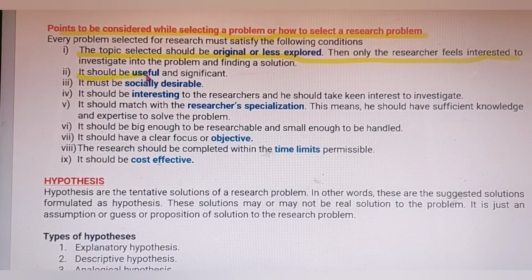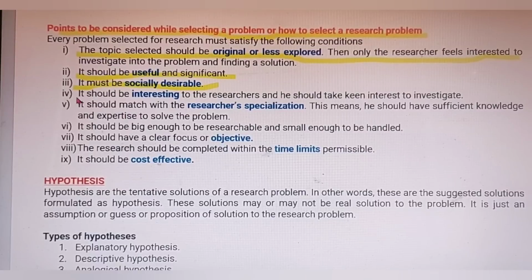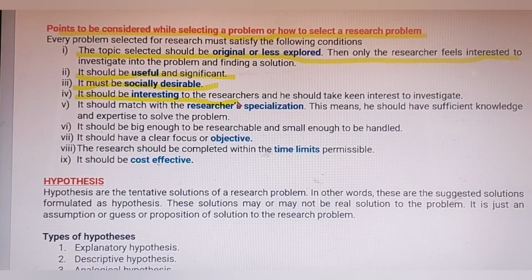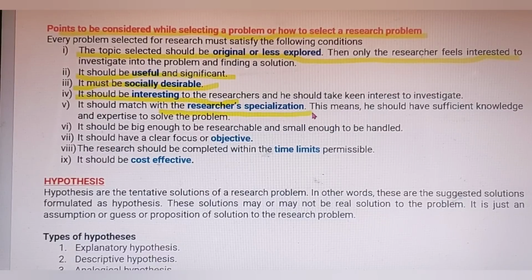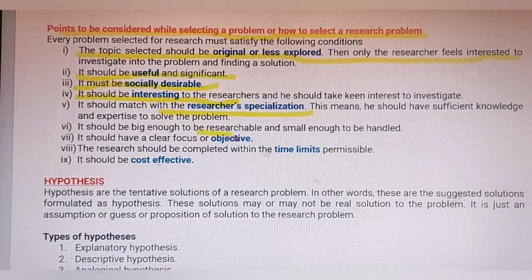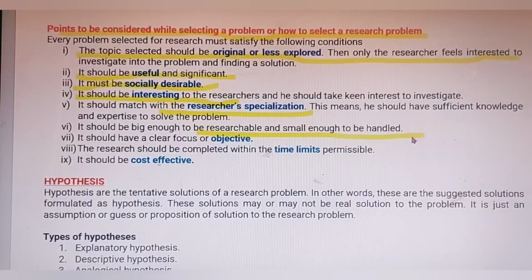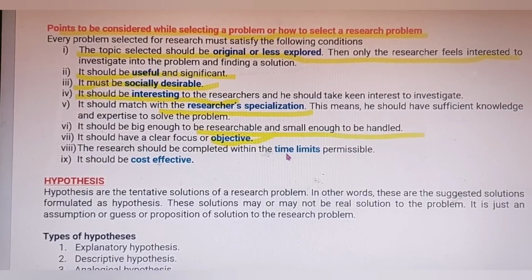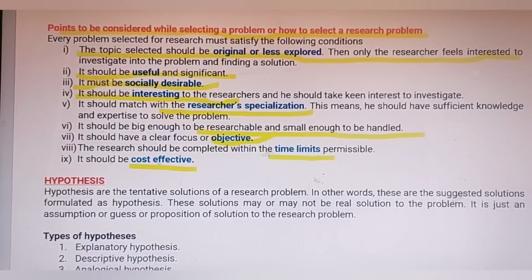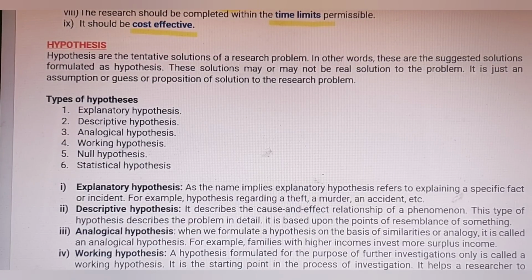The second one is it should be useful and significant to the business enterprise. It must be socially desirable. It should not be an antisocial act, and it should be interesting to the researchers. Then it should match the researcher's specialization, his expertise, and it should be big enough to be researchable and small enough to be handled. So the problem should be a balanced one. It should have a particular objective. It should be completed within the time frame, and it should be cost effective. That means extravagant expenses should not be incurred while doing research.